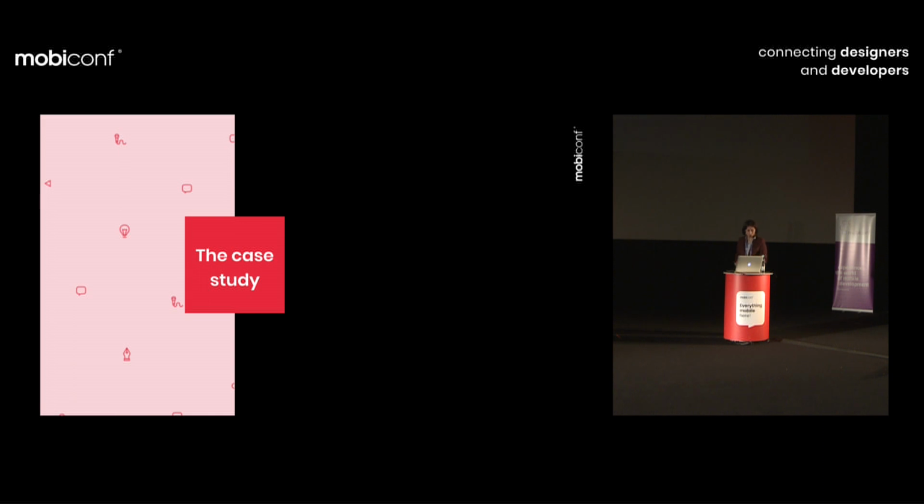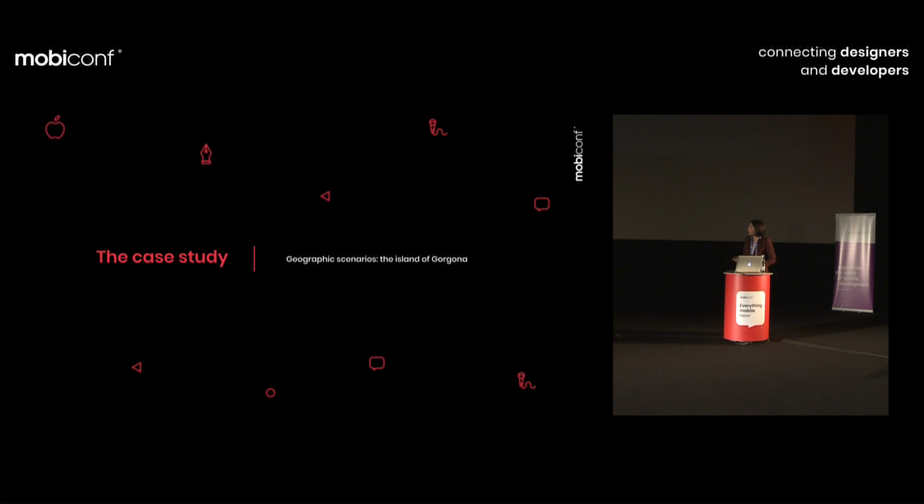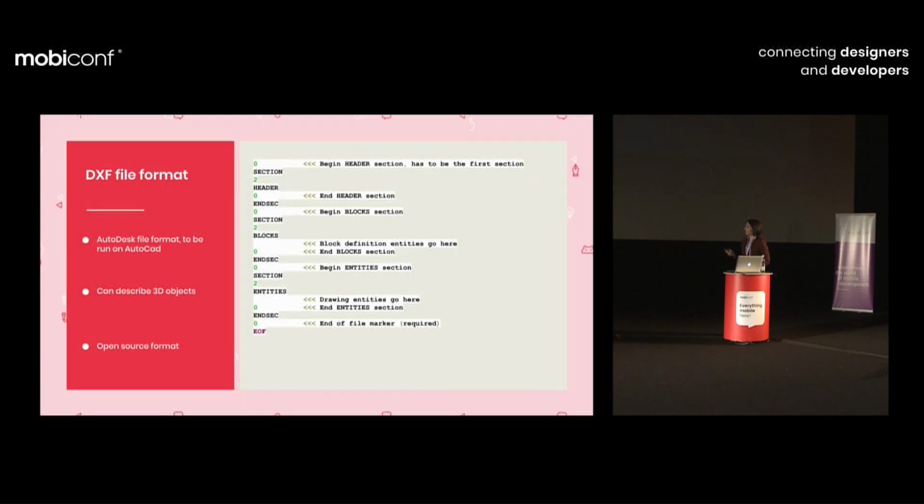Okay. Then, after this little introduction to the Unity platform, let's get to our case study. Our case study, as I said before, was a simulator of electromagnetic fields in urban environments, and we chose to bring to you the island of Gorgona, which is a small island in the Tuscan archipelago. Each of these scenarios, and also the Gorgona scenario, was built starting from a DXF file.